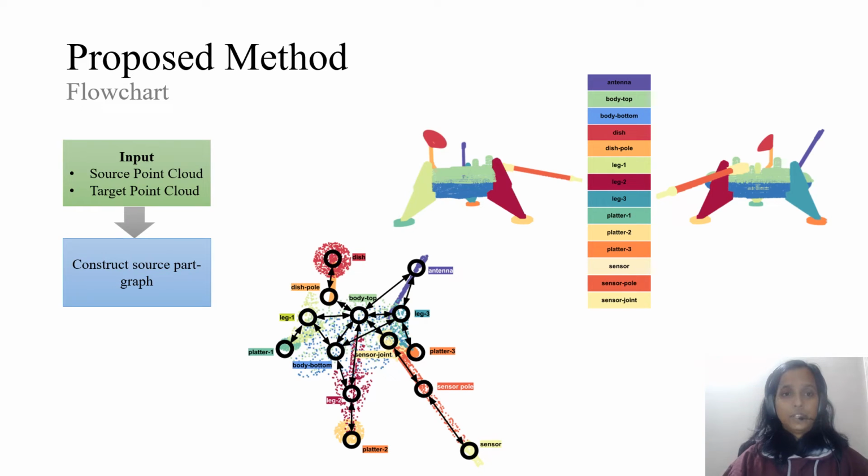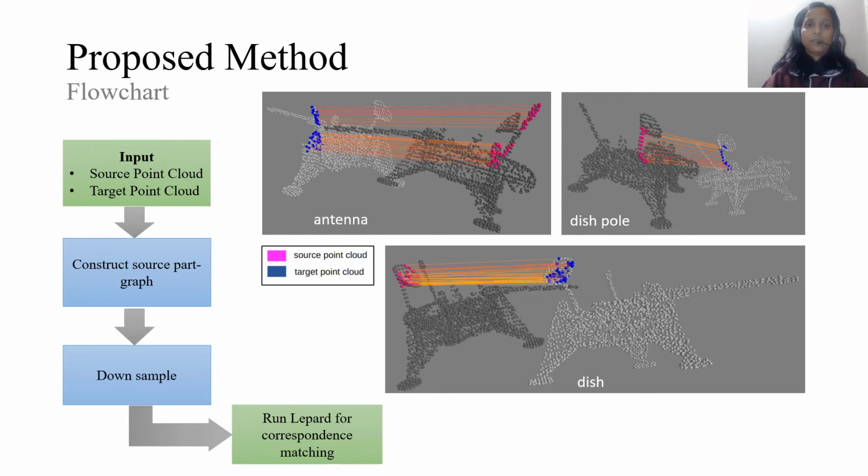Our method begins by constructing a bidirectional graph of the source point cloud, which is available as a CAD model. Each node of this graph represents one of the rigid parts. Each pair of adjacent parts is connected with an edge. In the next step, we run Leopard to obtain the corresponding points in the source and the target point clouds. We show the correspondence matches obtained for some of the lander parts.